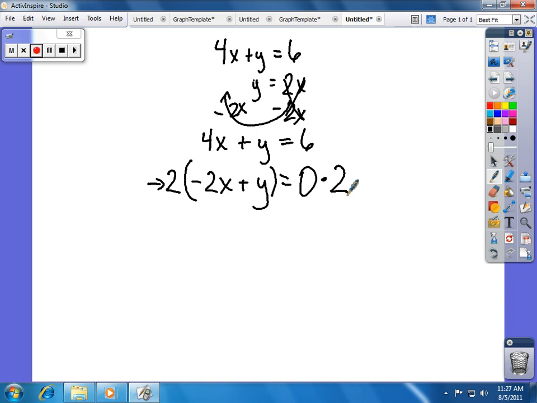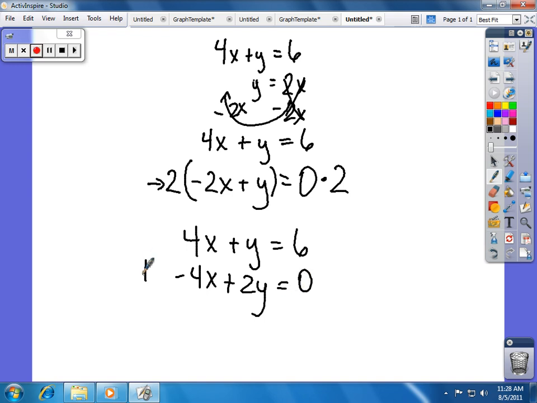Okay, so multiplying the second row by 2. Again, the first row stays the same. I'm going to rewrite it here. The second row is now 2 times negative 2x, negative 4x, 2 times y, positive 2y. 0 times 2, anything times 0 is still 0. Okay, now I can add these two equations together, and the x's drop out. There's 0, which is what we want.